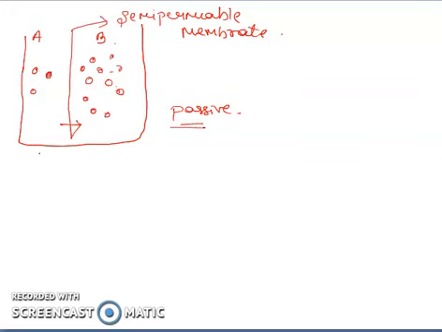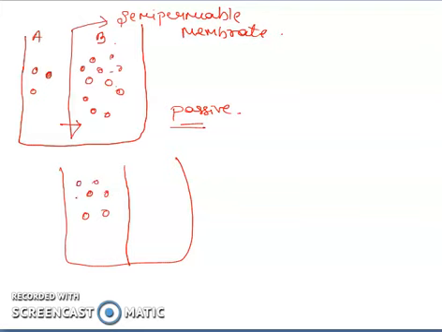And this flow will continue up to how much? Until the concentration of both the cells is the same. Water will be transferred from cell A to cell B, and it will continue until the solute concentration is the same in both. In case of A and B, the solute concentration and the solvent concentration will be the same.